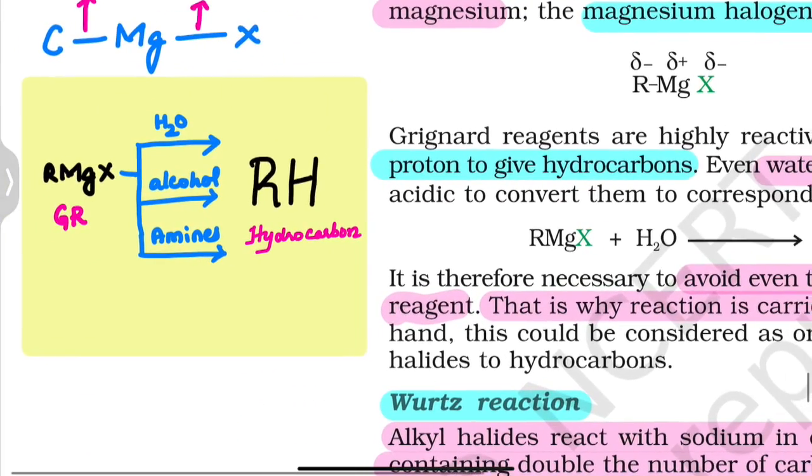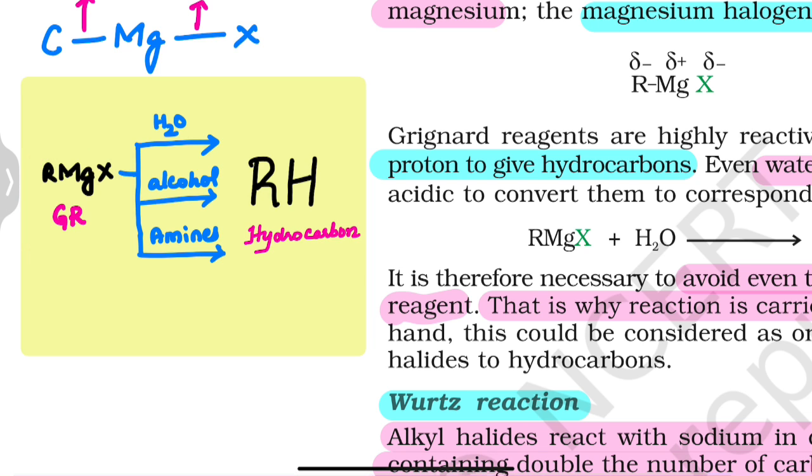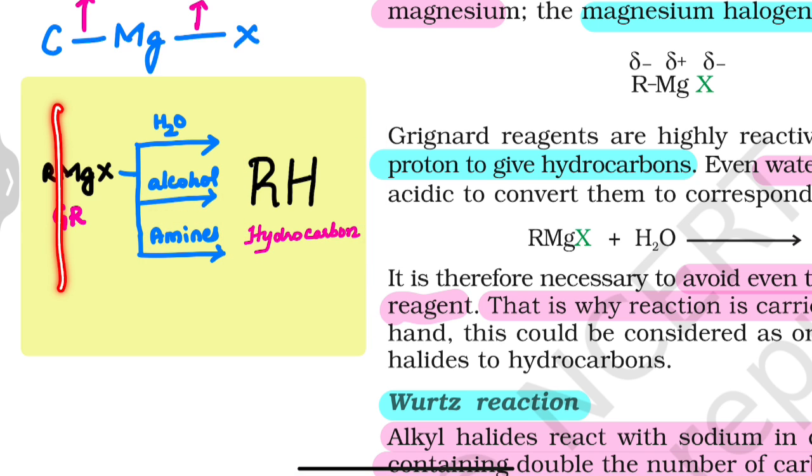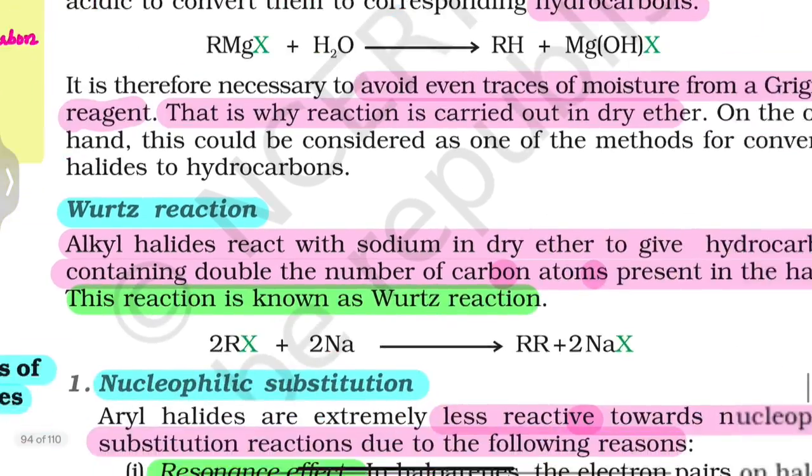So here what they have given is Grignard reagent. Even if a proton source is present, it will be converted into hydrocarbon. So here the source given is water, alcohol and amines. Remember, in one of the NEET examinations it was given water. When Grignard reagent is treated with water, what is the product obtained? So you should know if it is treated with water or it can be alcohol or it can be amine, the product will be hydrocarbon. So it will break here and hydrogen will be attached to R. So you will be getting hydrocarbon.